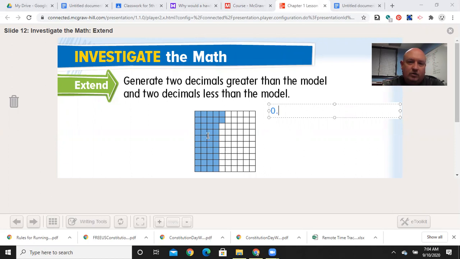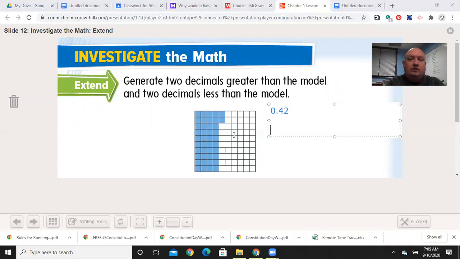So there's 1, 2, 3, 4 rows. I'm gonna put a 4 in the tenths place. And there are 2 left over, and the 2 of the small ones, those represent hundredths. So there are 2 hundredths there. That means there are 42 colored in.